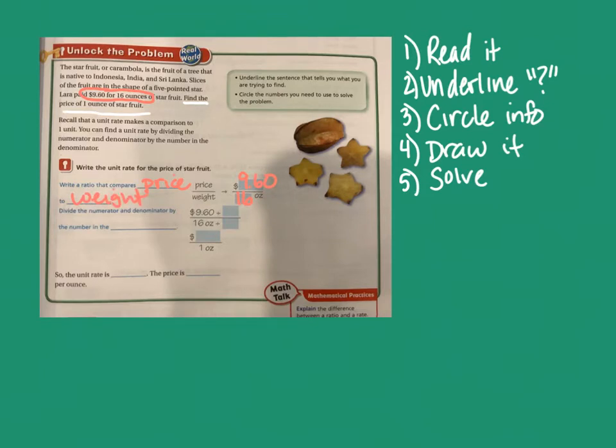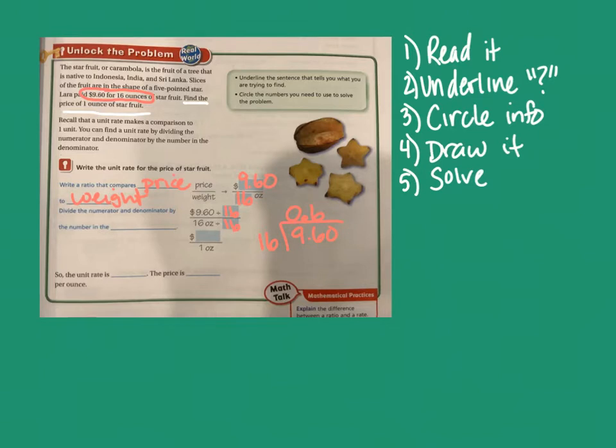So what you do is you divide the numerator and denominator by the denominator. So this is going to divide by 16. We'll do it to both. So divide by 16 is what they want us to write there. And I'll do $9.60 divided by 16. Carry my decimal straight up. 16 does not go into 9. 16 goes into 96 6 times.